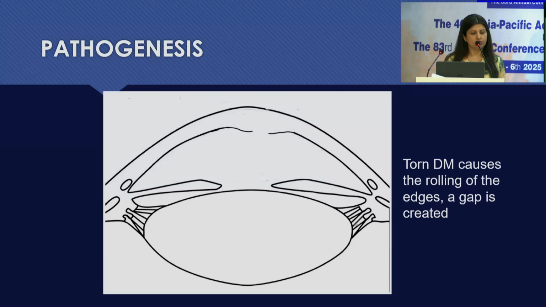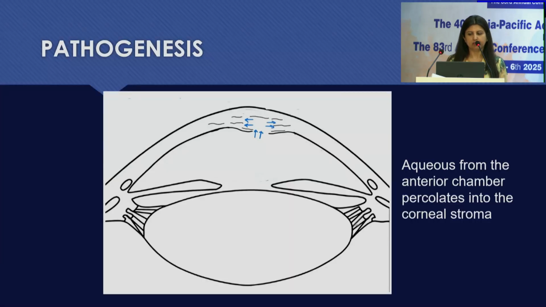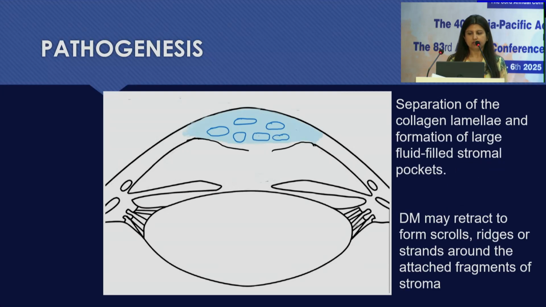So what is the pathogenesis of acute corneal hydrops? The torn Descemet membrane causes the rolling of the edges, and a gap is created. Aqueous from the anterior chamber percolates into the corneal stroma. There is separation of the collagen lamellae and formation of large fluid-filled stromal pockets. The DM may retract to form scrolls, ridges, and strands around the attached fragments of the stroma. Spontaneous approximation of DM to posterior stroma may occur, and it depends on the depth of the DMD. Endothelial redistribution over the intervening area is done and depends on the dimensions of the DM break again. Resolution of corneal edema may occur anytime between 5 to 36 weeks, and may leave behind a vision impairing scar.